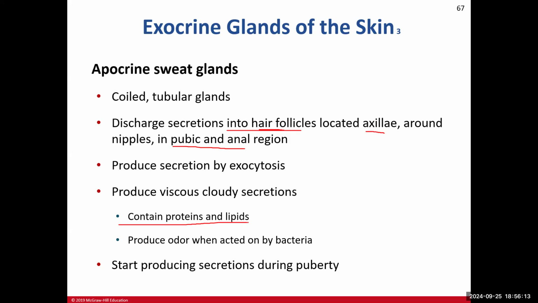This is one of the phenomena that can contribute to that body odor: bacteria will actually feast on those proteins and lipids and then create their waste. Again, this doesn't happen because these glands aren't active until puberty.